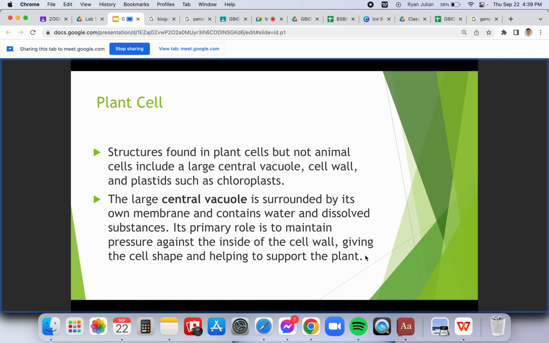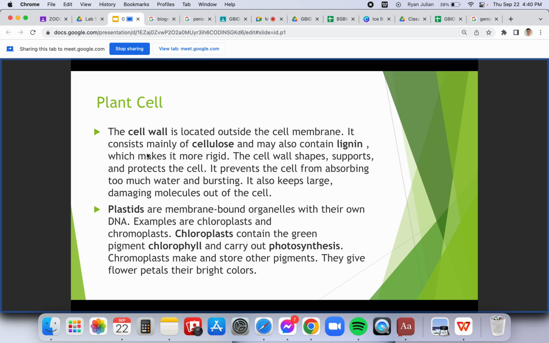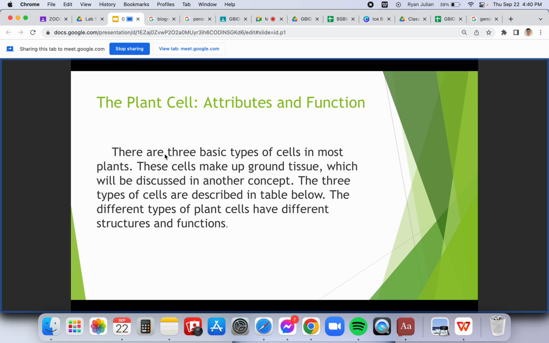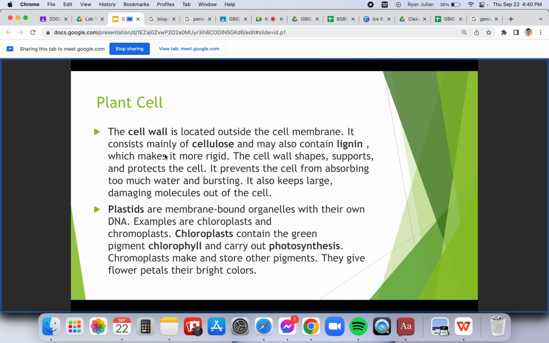So little do you guys know that the cytoskeleton also performs the same role as the central vacuole. They maintain the organization and the shape of the cell at the same time. Okay, next slide please. The cell wall is situated outside the cell membrane. It is comprised mainly of cellulose and also contains lignin, which makes it more rigid. So when we say rigid, it's not stretchable.